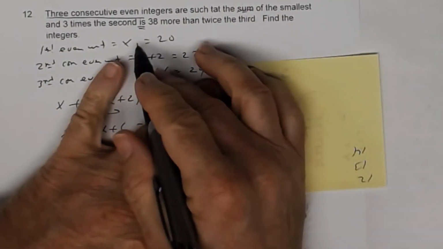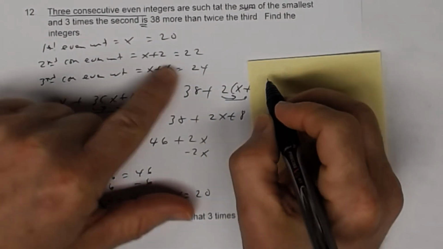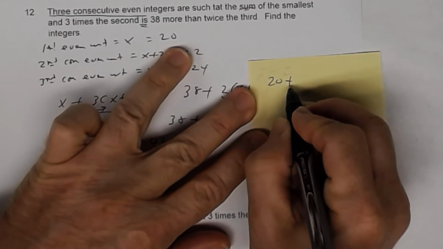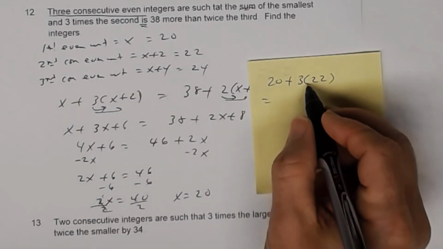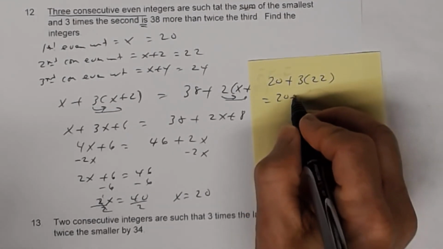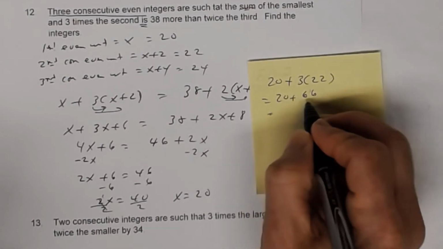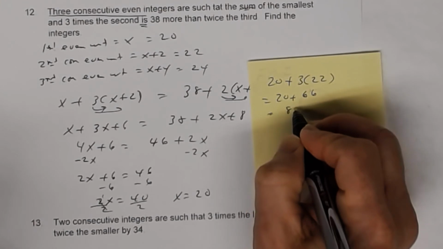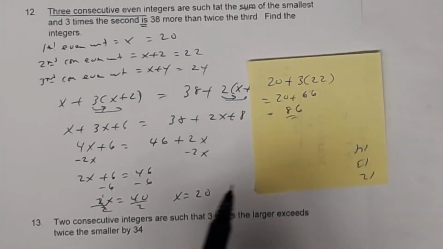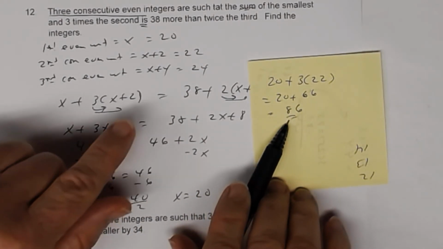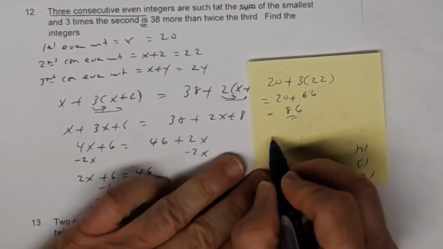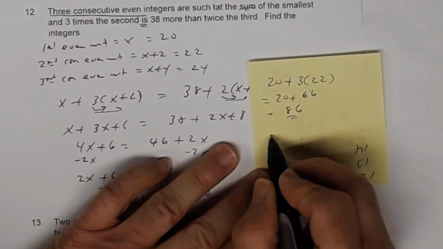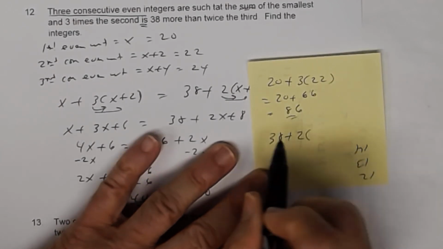The sum of the smallest and 3 times the second. So the smallest is 20, and 3 times the second, which is 22. So let's see what that is. 3 times 22 is going to be 66, and then 20 plus 66 is 86, right? And they're saying that this number is going to be 38 more than twice the third. So let's see if this number is 38 more than twice the third.